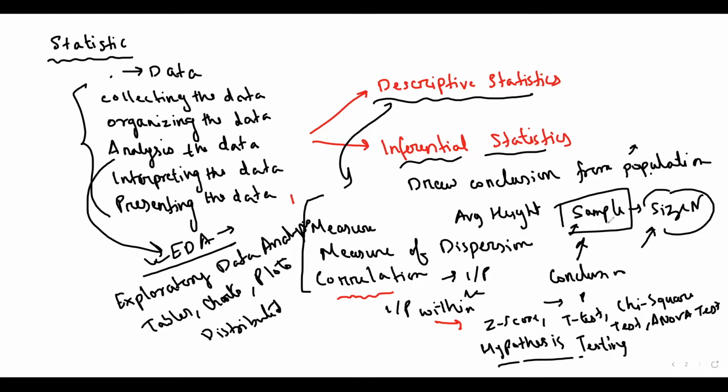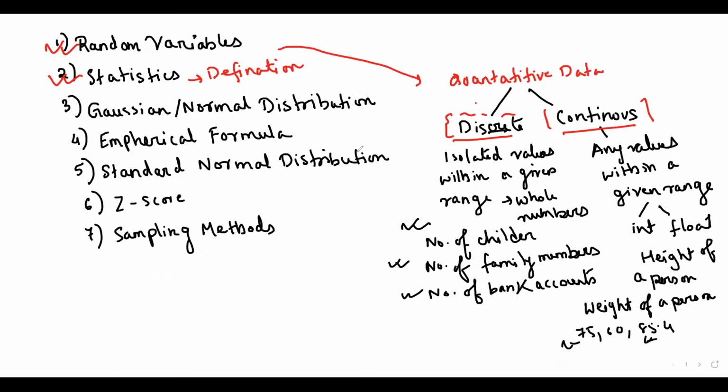We take the sample from the population, we study the sample, and based on our sample's prediction, we try to predict what will be the result for the population. This is about statistics. Now that we have covered two things here, random variables and statistics, let's understand what is Gaussian or normal distribution.